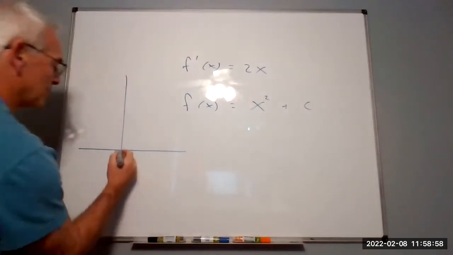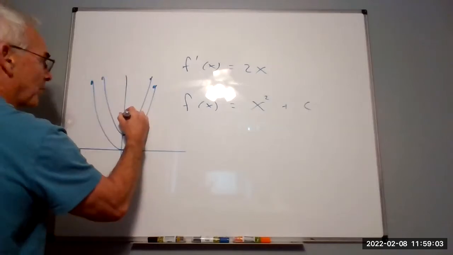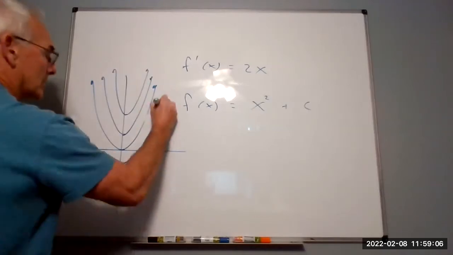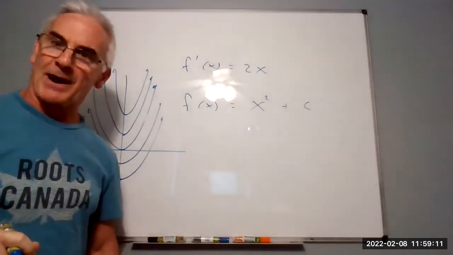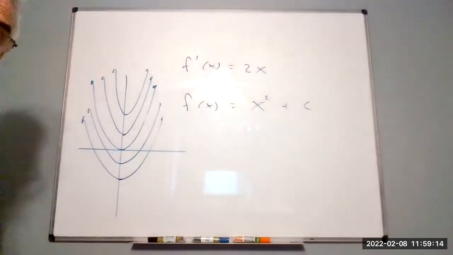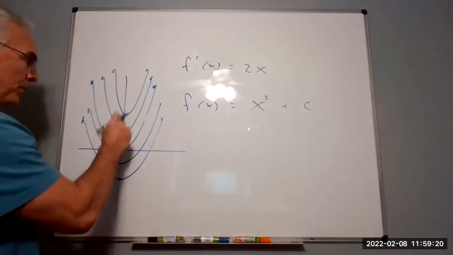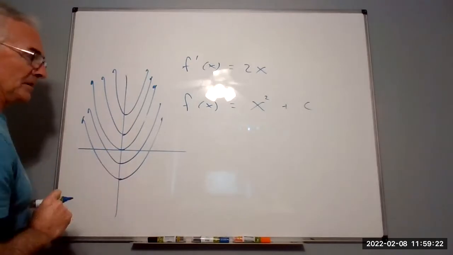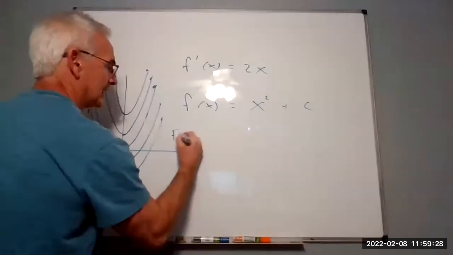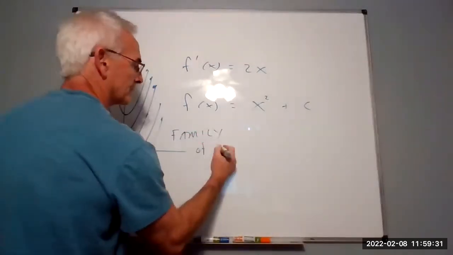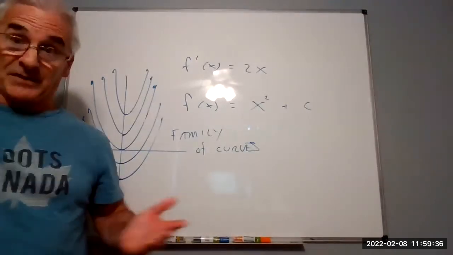So if I drew a graph of my solutions, and this is part of today's lecture, by the way, I get what is affectionately known as the candelabra of parabolas. Here are parabolas that are only differing by a constant, and every one of these has the same derivative. This is what is called a family of curves. A family of curves means they all have the same derivative, but they differ by a constant.